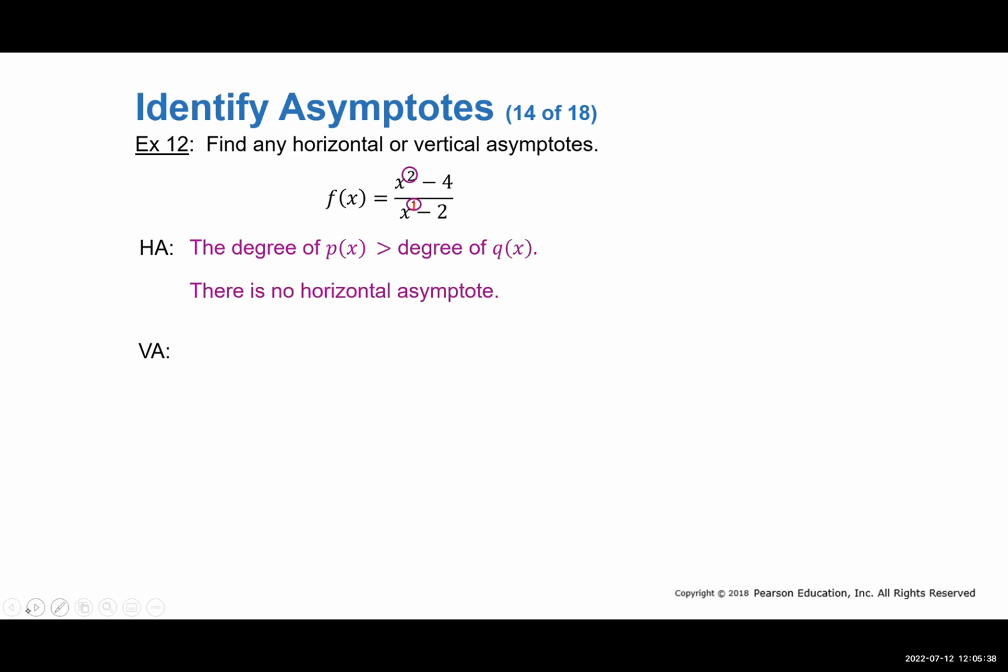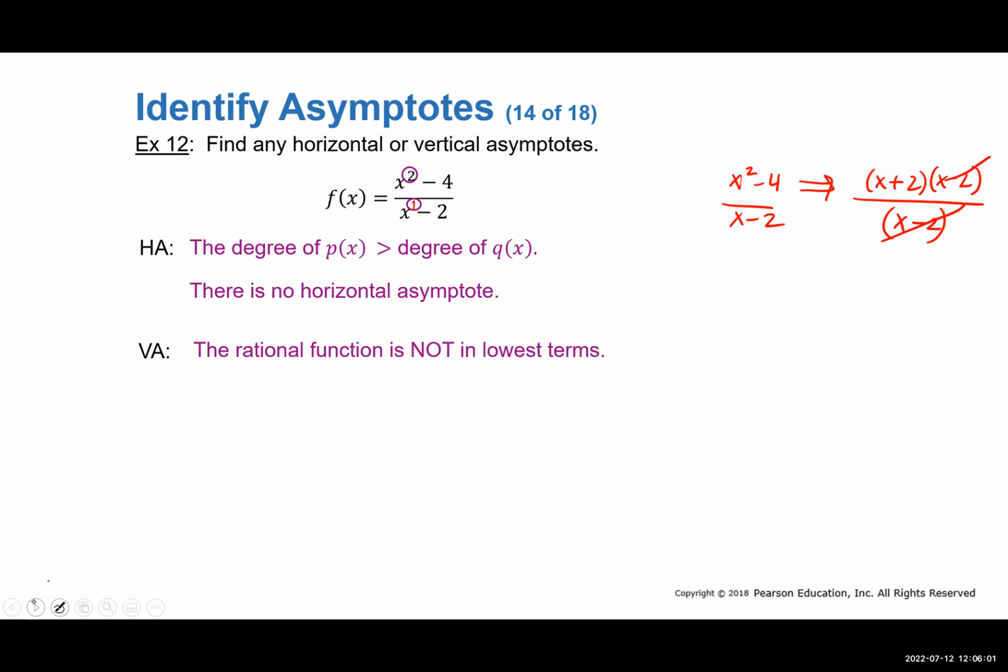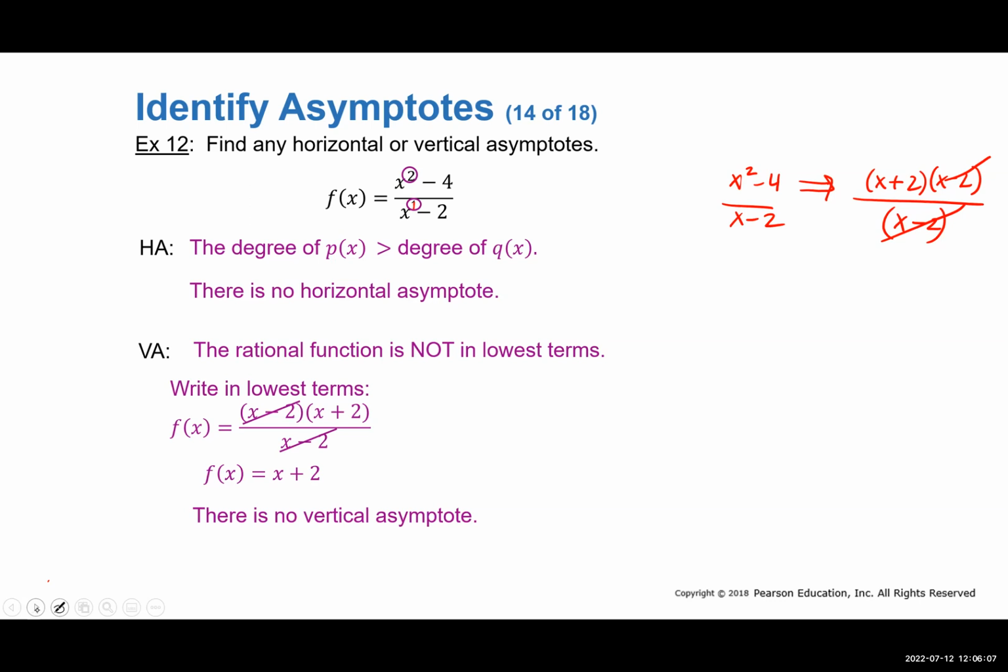For vertical asymptotes, we need to make sure that it's simplified first. So x squared minus 4 can be simplified. That's a difference of 2 squares, so it's just x plus 2 and x minus 2. And then you have x minus 2 in the denominator. So those two cancel each other out. So there is no vertical asymptote, because the denominator is 1, and when it's 1, that can never be 0.